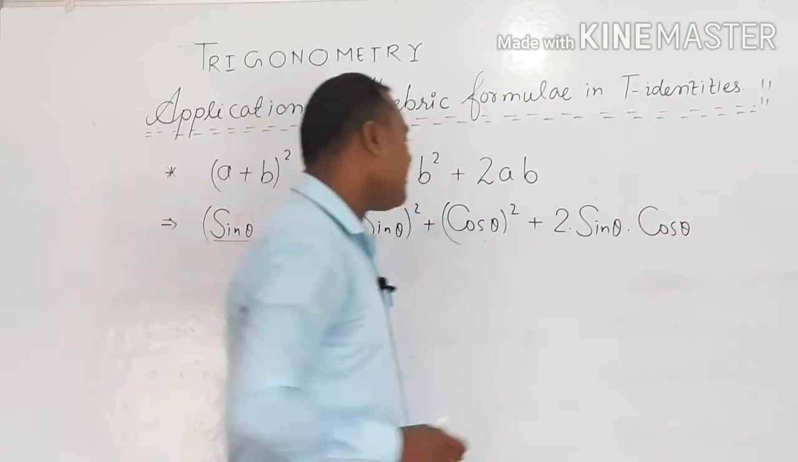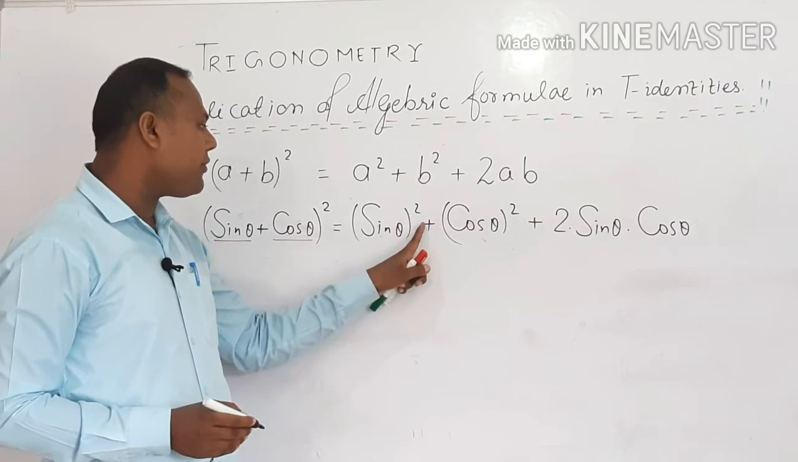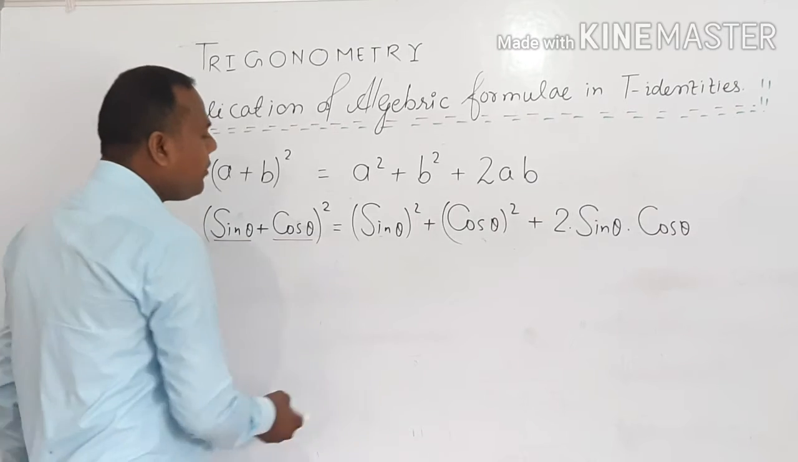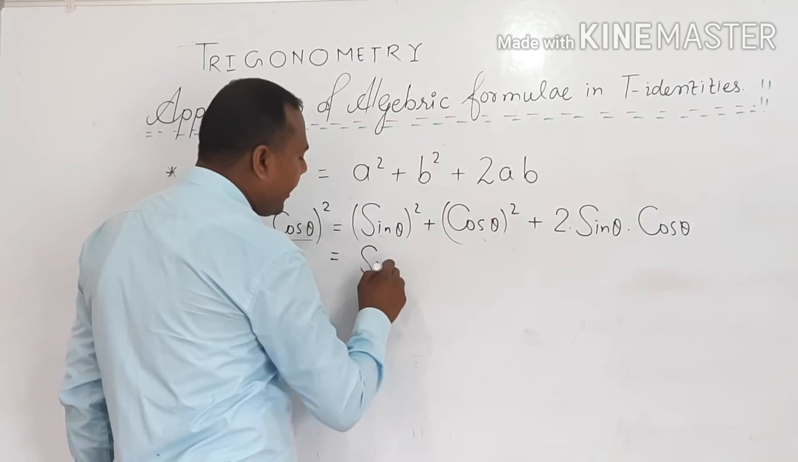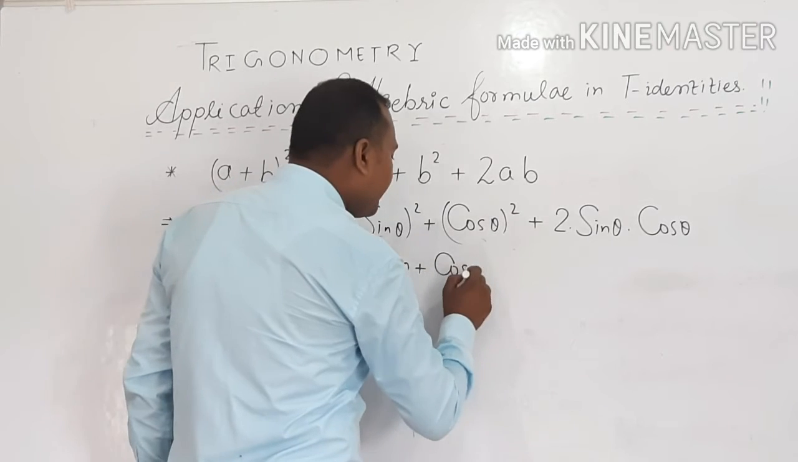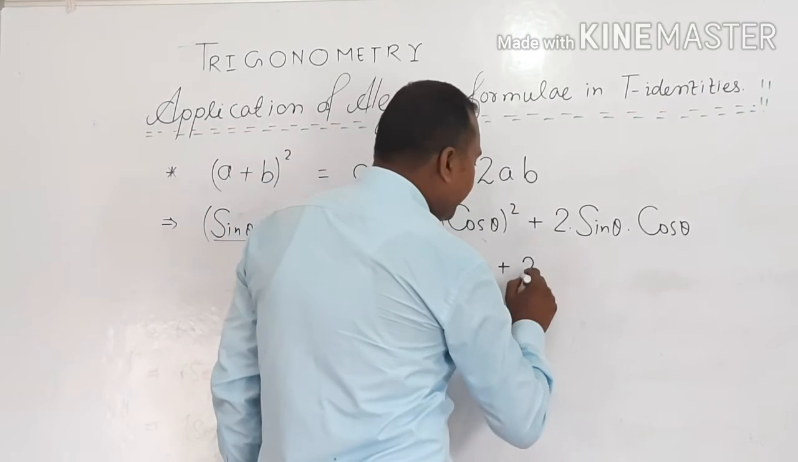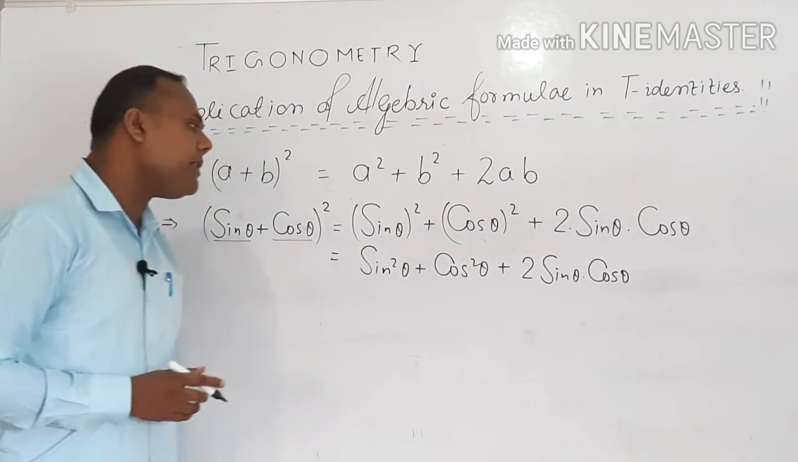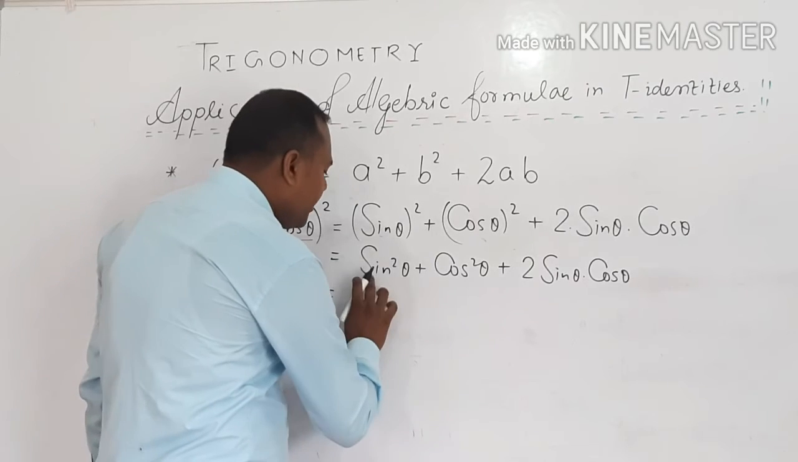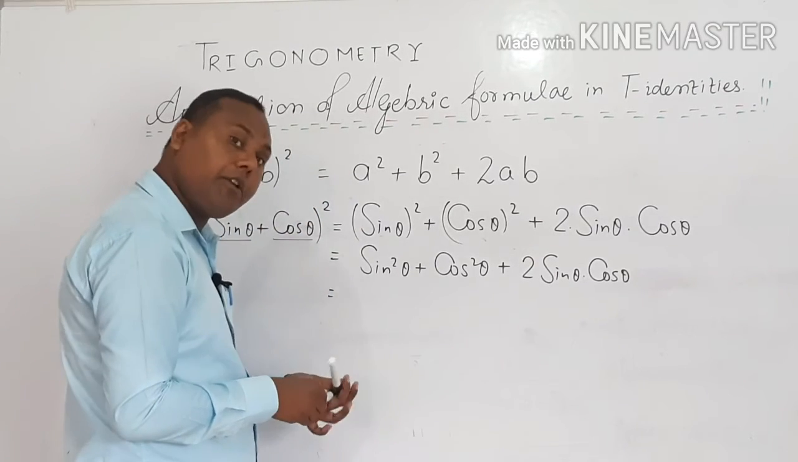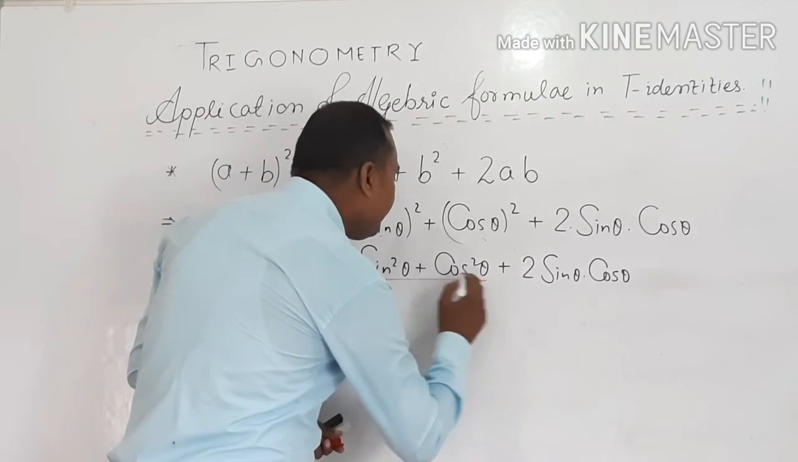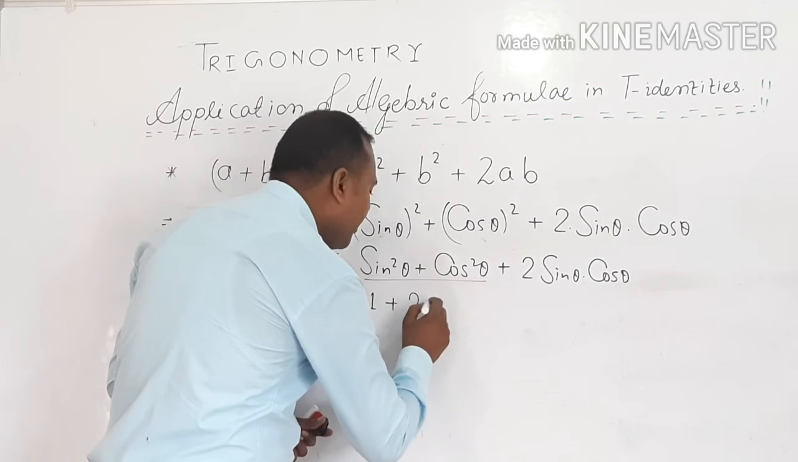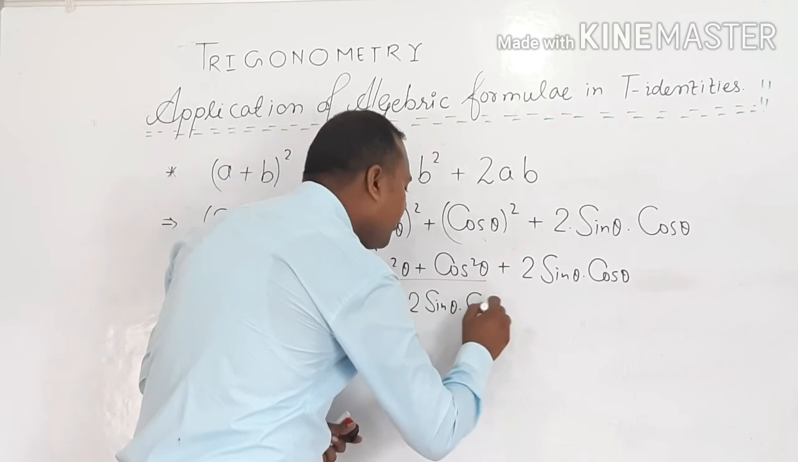We always consider the first term, that means the terms inside the brackets. So this formula can be written as sine square of theta plus cos square of theta plus twice of sine of theta into cos of theta. We already studied that sine square theta plus cos square theta means 1. So we can say 1 plus twice of sine of theta into cos of theta.